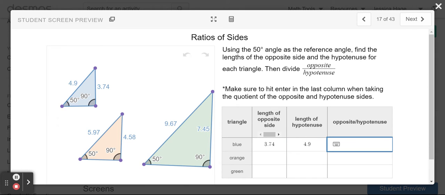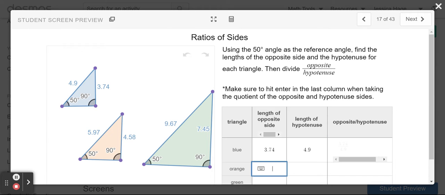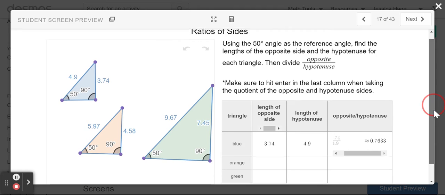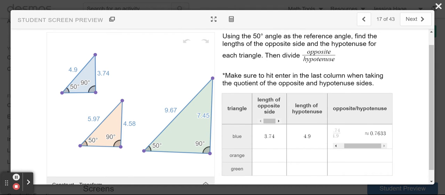And then make sure that when you are typing in your ratio, you put the opposite at the top and divide that by the hypotenuse. Don't flip them around, and then hit enter. And you will see a decimal equivalent. Now we're going to do the orange triangle. Again, go to the 50 degrees. The length opposite is 4.58. The hypotenuse of the orange triangle is 5.97.